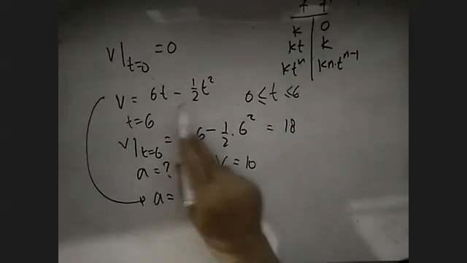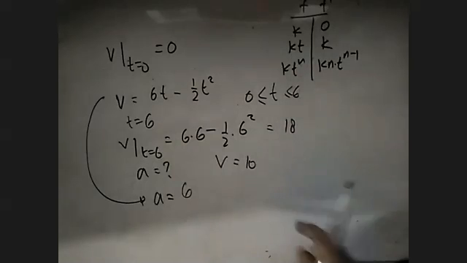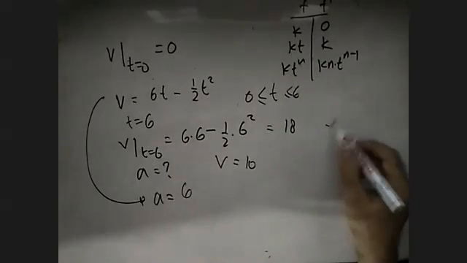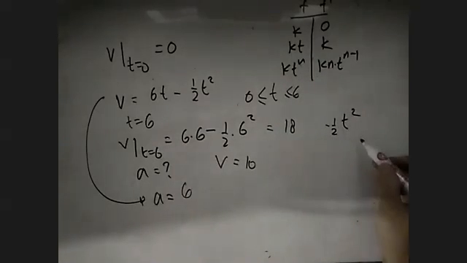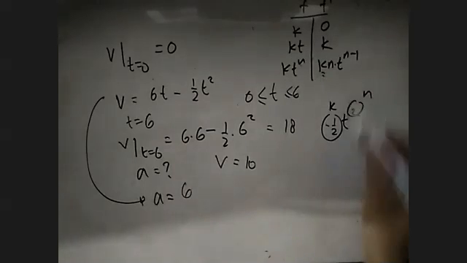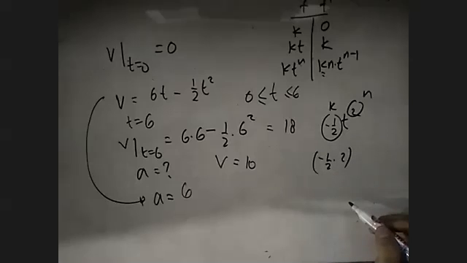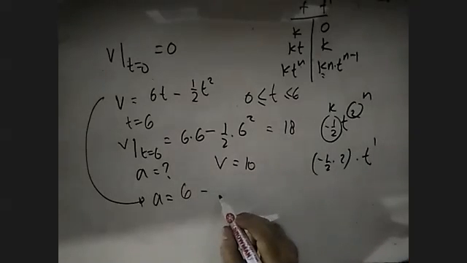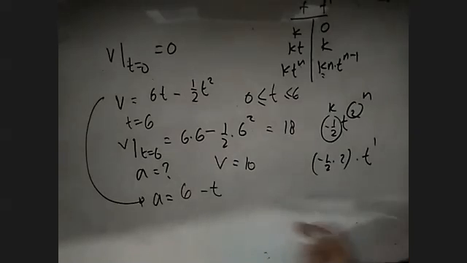And then what about negative half t squared? Now we're going to have the third rule. k is negative half and n is 2. If you have negative half t squared, this is the k and this is the n. Differentiation becomes kn, so minus half times 2, and that's t to the power of n minus 1, which is 1. Negative half times 2 is minus 1. And t squared here just becomes t. Up until this, any question?